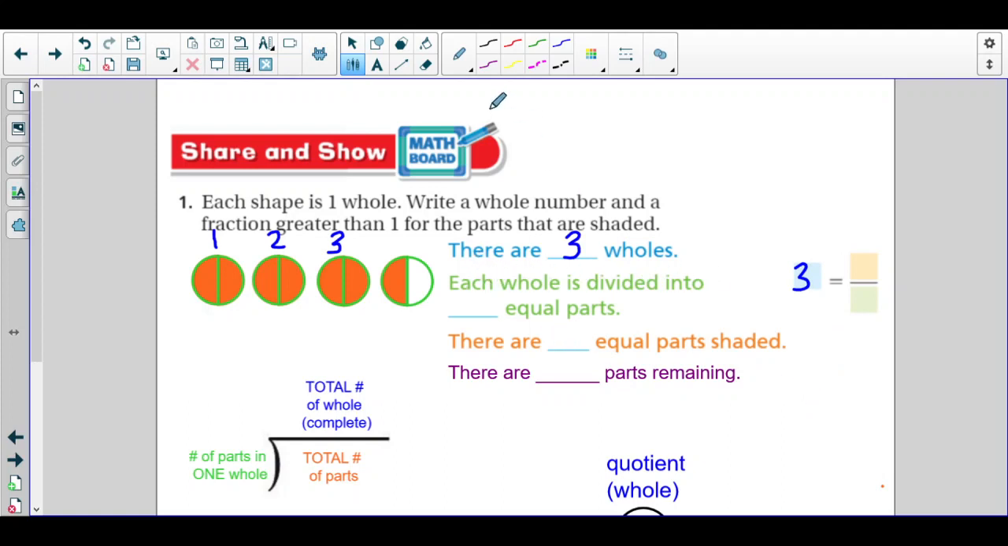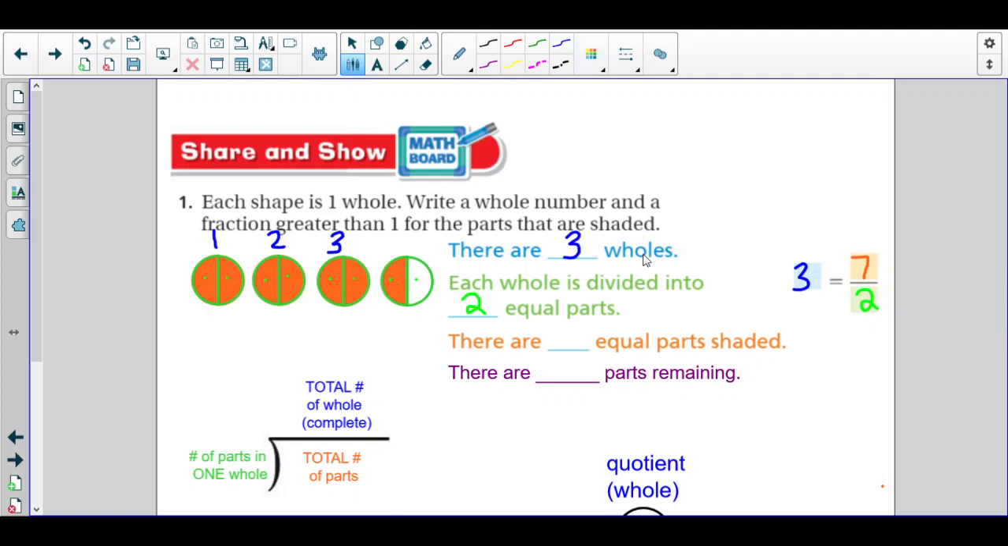Each whole is divided into how many parts? 1, 2, 1, 2, 1, 2, 1, 2. So they're divided into 2 equal parts. Then, how many parts are shaded? Well, 1, 2, 3, 4, 5, 6, 7. So we have 7 parts that are shaded.